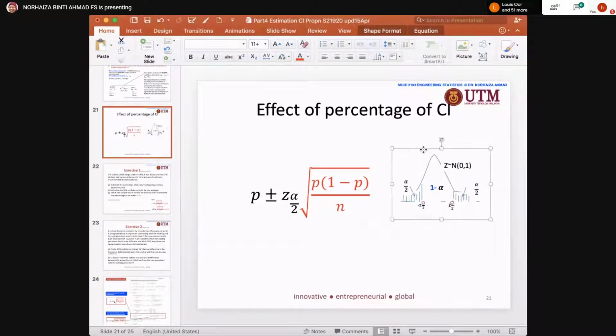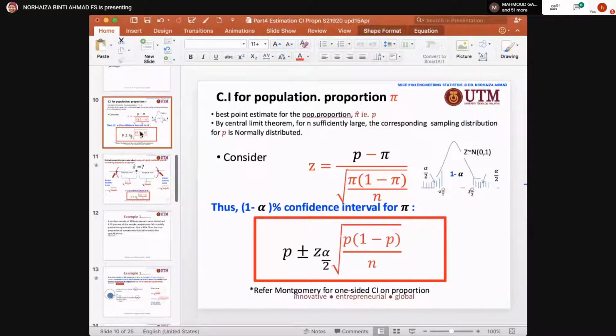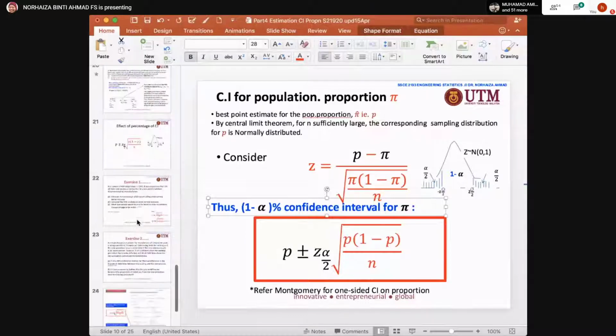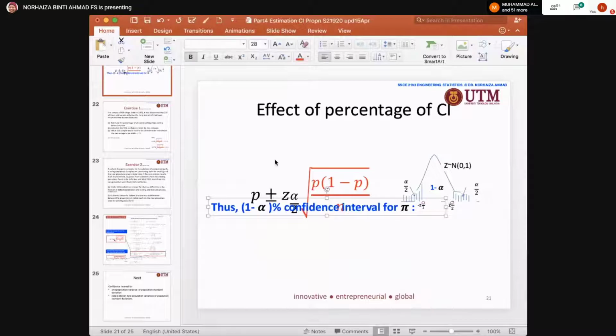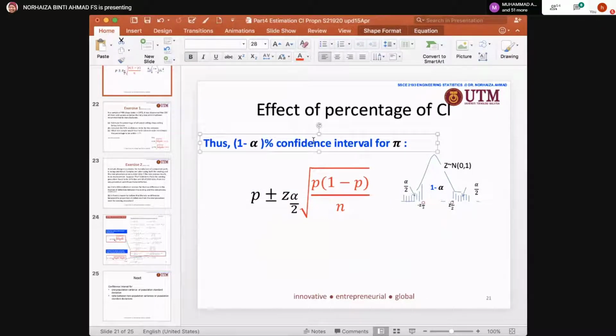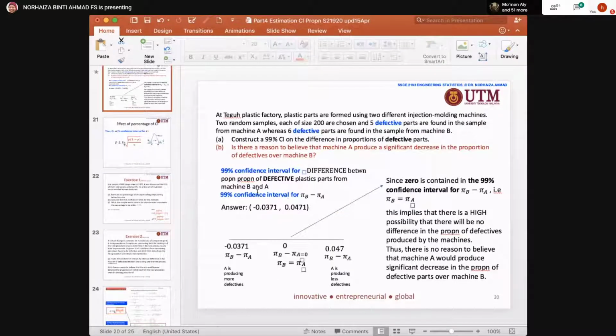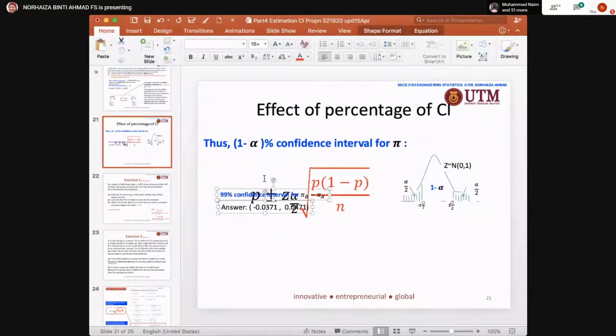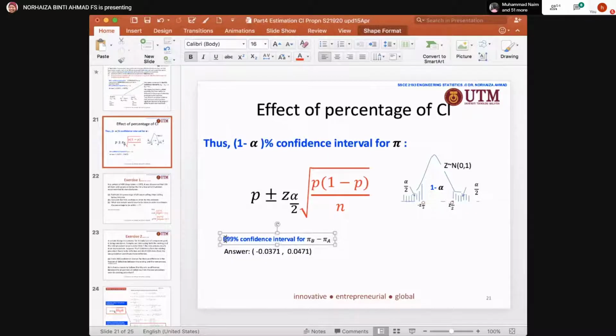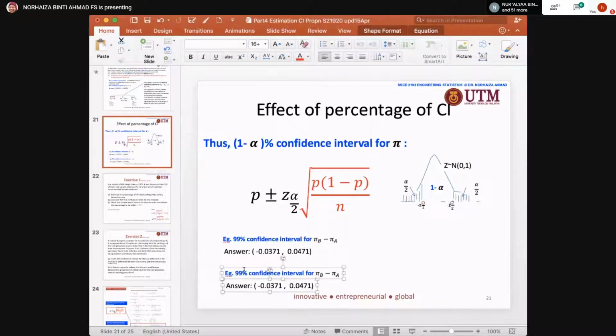So you need to understand the concept of confidence interval. Here, 1 minus alpha. So 1 minus alpha percentage confidence interval is this value here, where 1 minus alpha is here. If I have a 99% confidence interval, my solution is this. So for example, if the 99% confidence interval for pi minus e is this, what do you think would be the value for 90%?